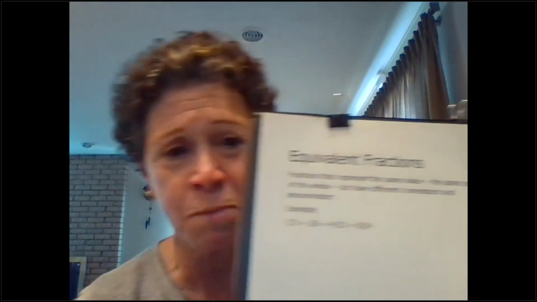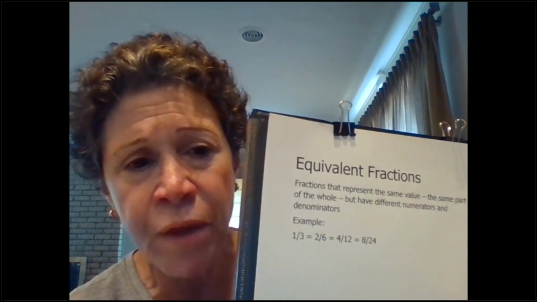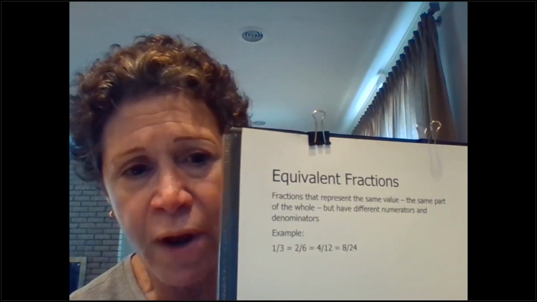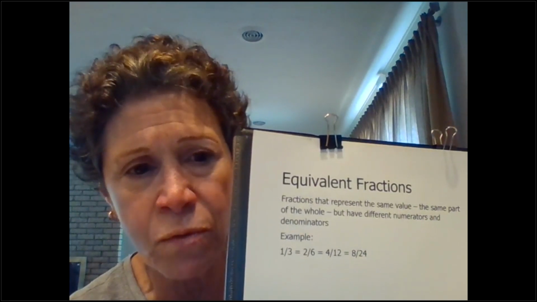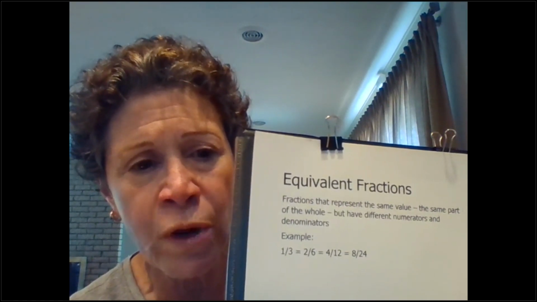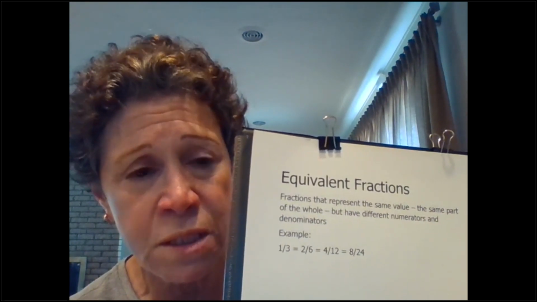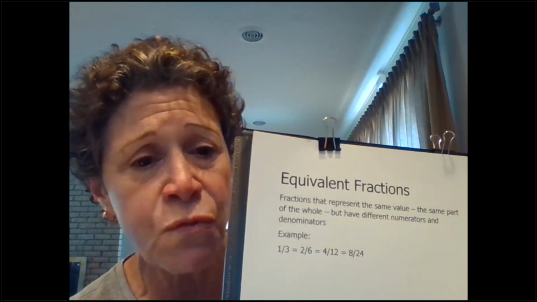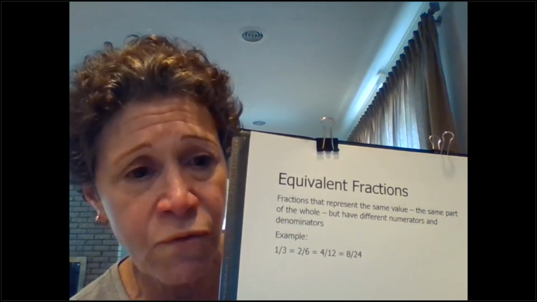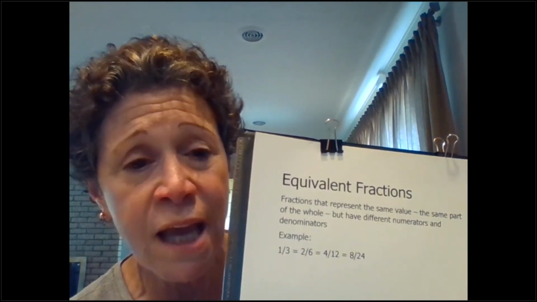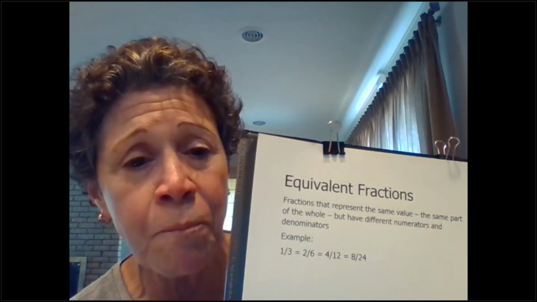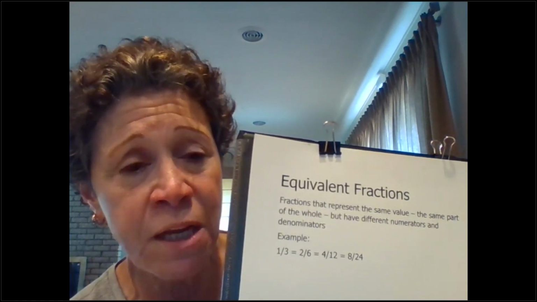I will. All right, so I'm going to go on and talk about equivalent fractions. And I wrote this down so that you could see it, because sometimes I speak quickly. It says that equivalent fractions are fractions that represent the same value, the same part of the whole, but they have different numerators and denominators. Here's an example: 1/3 is equivalent to 2/6, which is equivalent to 4/12, which is equivalent to 8/24. Those are equivalent fractions. They name the same value, but the numerators and the denominators are different.